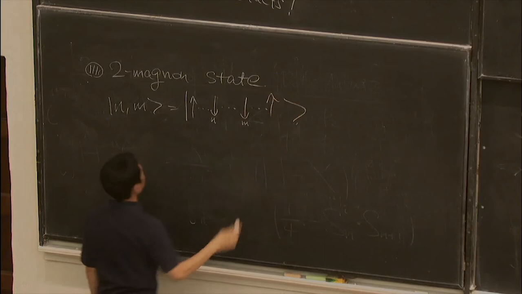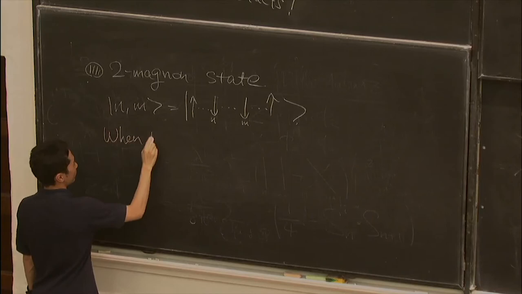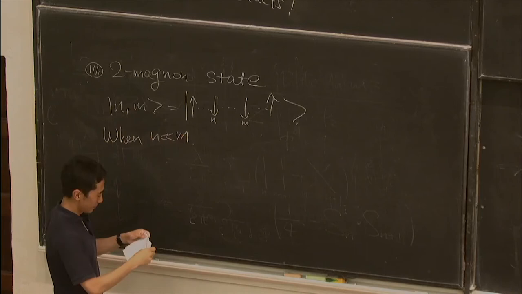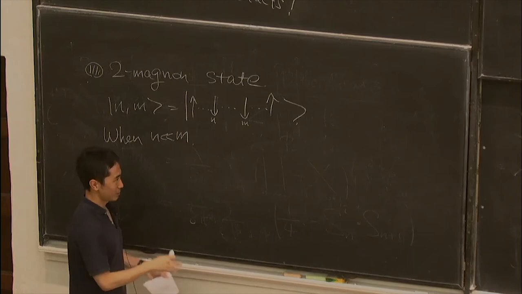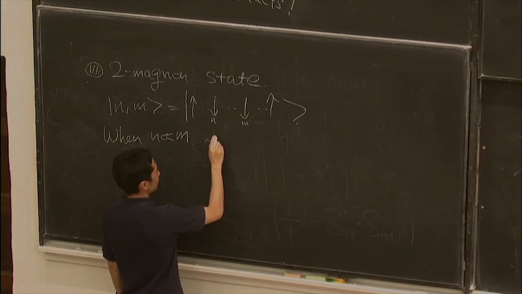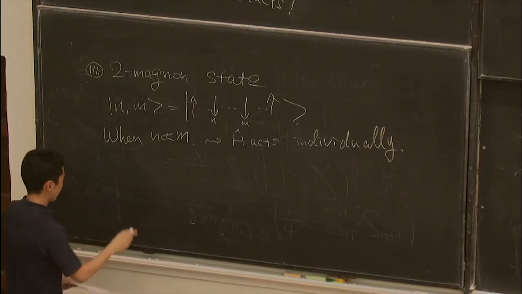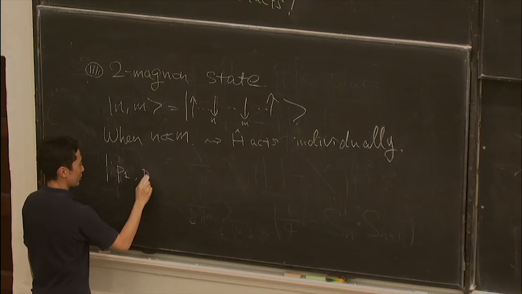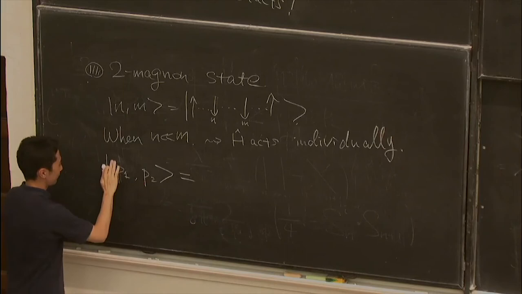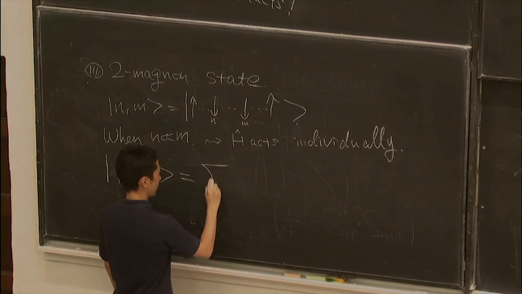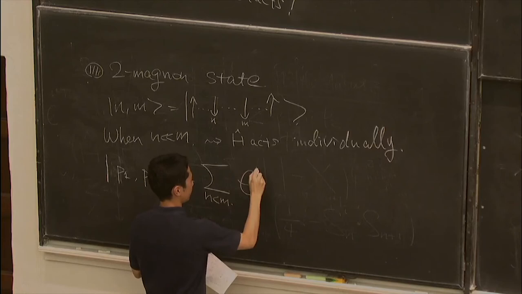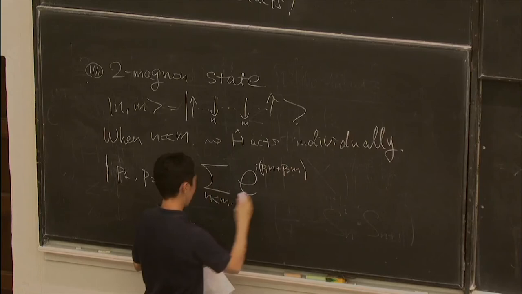n, m. And one observation is that because the Hamiltonian that I erased right now is nearest neighbor, if n and m are far separated from each other, essentially the Hamiltonian acts on each magnon individually. So this means that the form of the wave function that we want to consider shouldn't be so different from the plane wave function. So let's consider the wave function which contains magnons with momentum p1 and p2. Then the natural ansatz for the wave function is something like this. The summation is over n smaller than m, and I put the plane wave, and then I put n and m here.